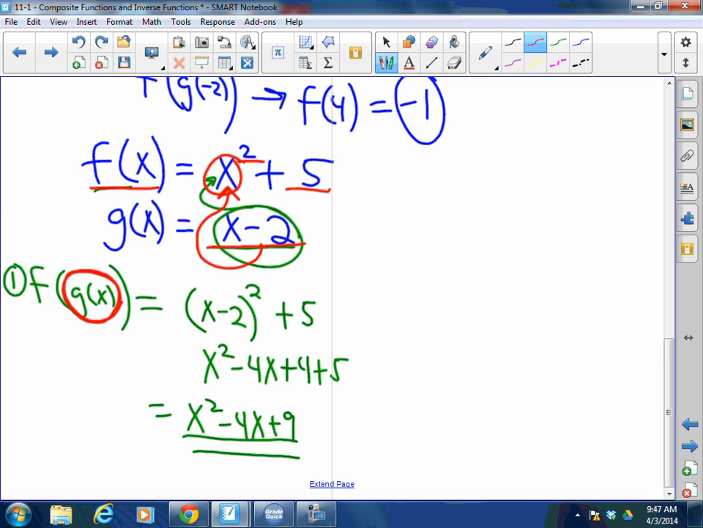If you can factor this one, you can. Go for it. But you can leave it like that as well.